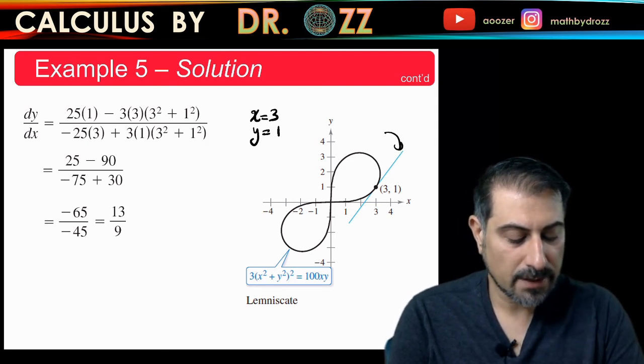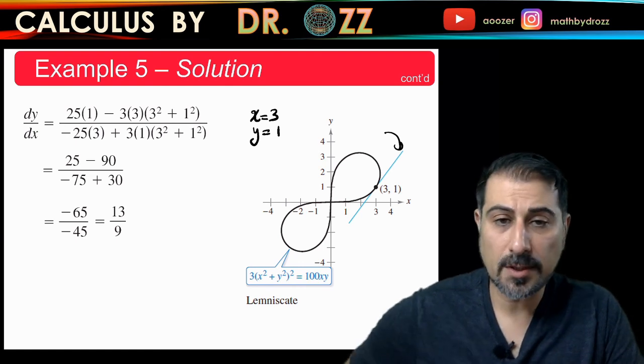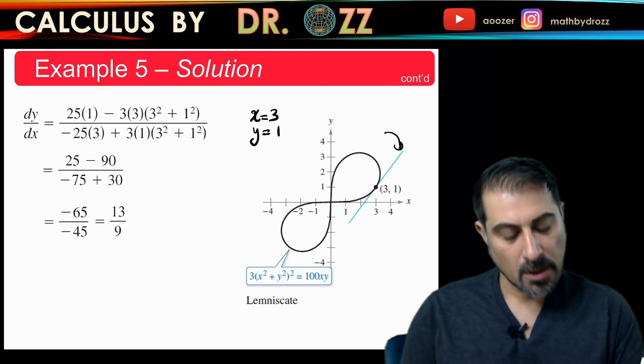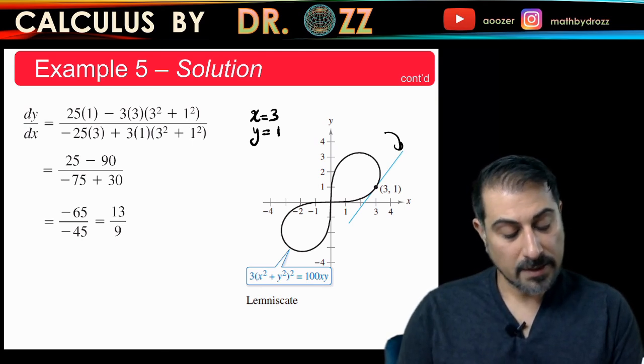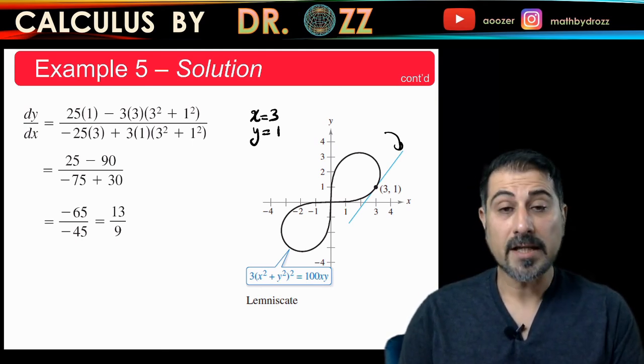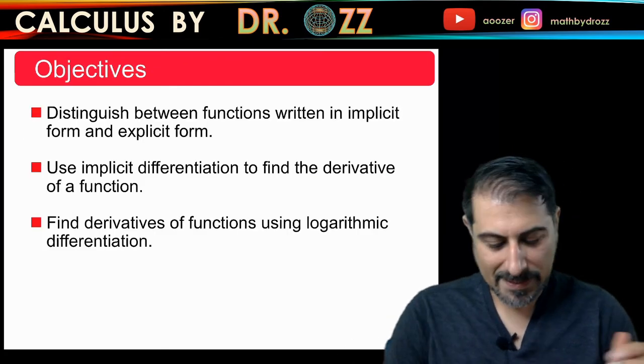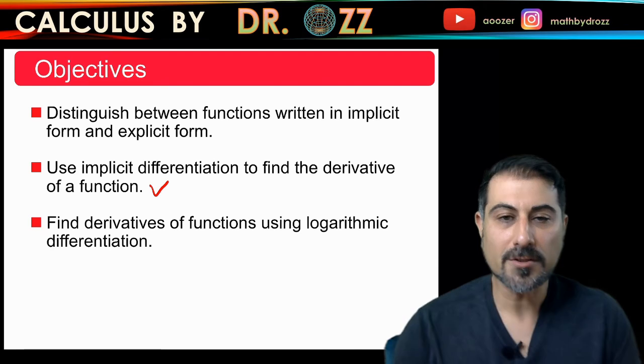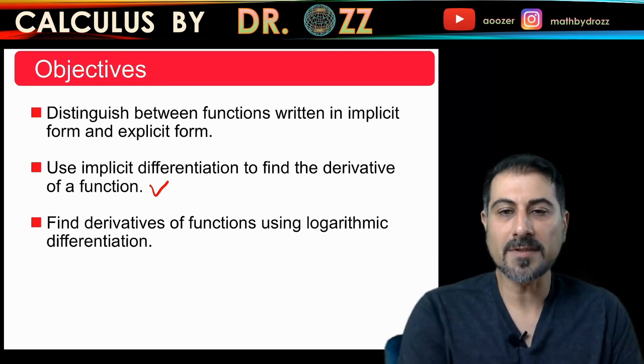Here is the tangent line that comes with the positive slope, 13 over 9. As I said, this is a figure 8, and it's the lemniscate, and here is the tangent line. Right, this ends the discussion of implicit differentiation to find the derivatives of implicit functions.